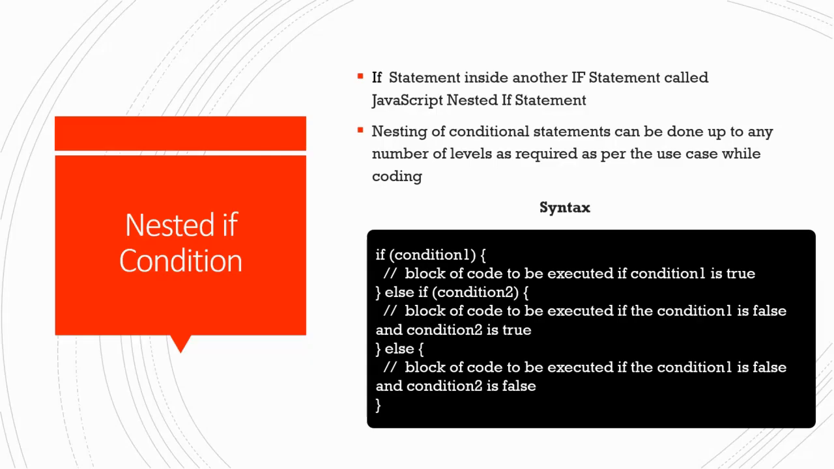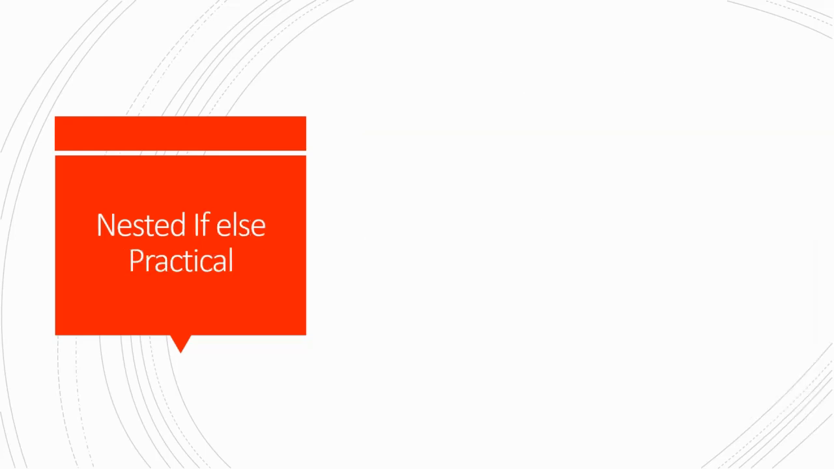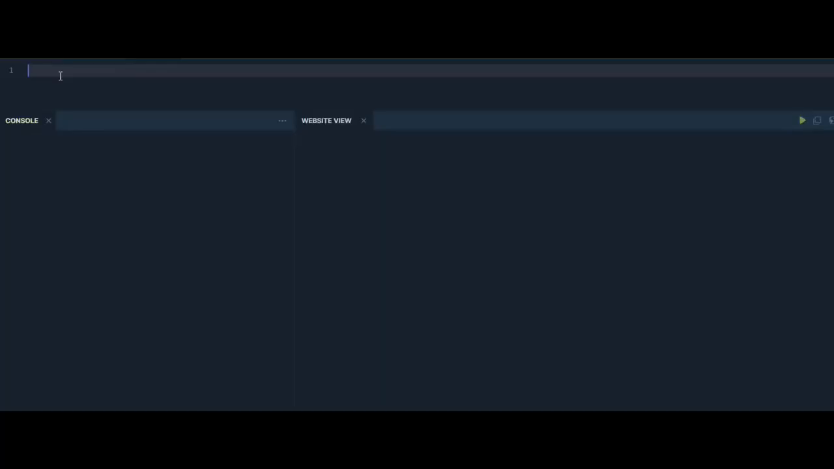Nested if condition. An if statement inside another if statement is called a JavaScript nested if statement. Nesting of conditional statements can be done up to any number of levels as required per the use case while coding. Below is the syntax for the nested if condition. We are going to see the nested if condition in JavaScript. I already have my code here, so I'm just going to place it and I'll explain line by line.